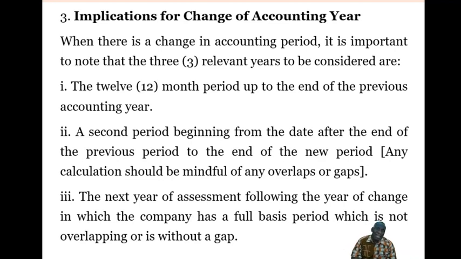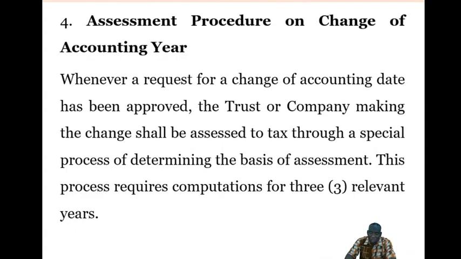Then the second year should be a second period beginning from the date after the end of the previous period to the end of the new period, so that it does not create any overlap or any gap. And the last one, the third year, should be the next year of assessment following the year of change, in which the company has a full basis period which is not overlapping or is without a gap. We are going to look at that in an illustration shortly.